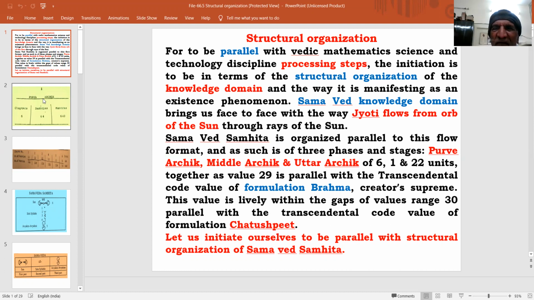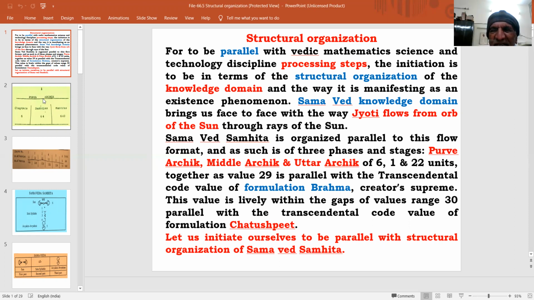To be parallel with Sam Ved knowledge domain, which brings us face to face with the way jyoti flows from orb of the sun through rays of the sun. This knowledge domain of Sam Ved flourishes the way our solar universe is flourishing for the existence phenomenon. Ved Samhita is organized parallel to this flow format, and as such is of three phases and stages. Three phases and stages of Ved Samhita are Purve Archik, Middle Archik, and Uttar Archik.